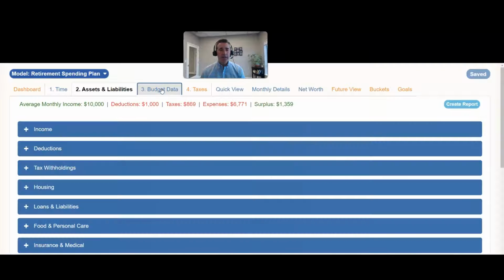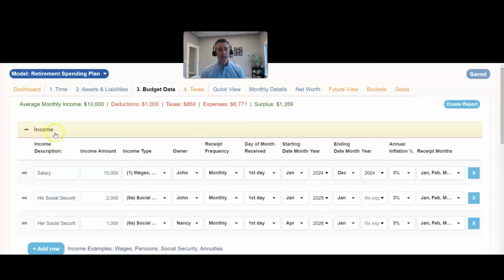And then we have the budget data. So we talked about expenses. The other piece is income. Right now, they have wages of $10,000 a month. That's going to end in December of 2024. And then he's going to have Social Security that's going to start right in January of 2025 when he retires. And then her Social Security will start when she turns 62. In their case, they're going to both start it pretty early.